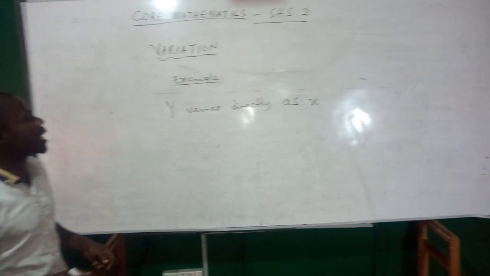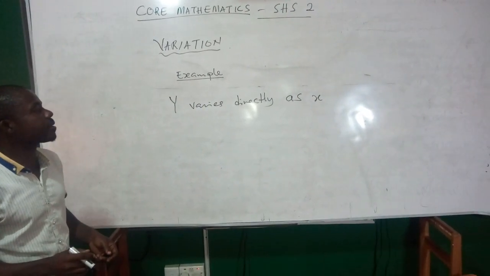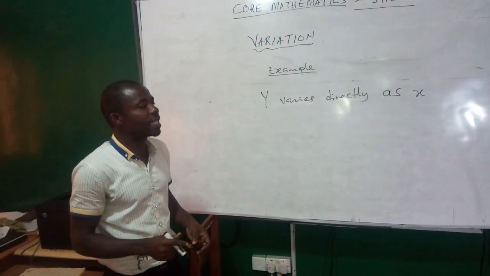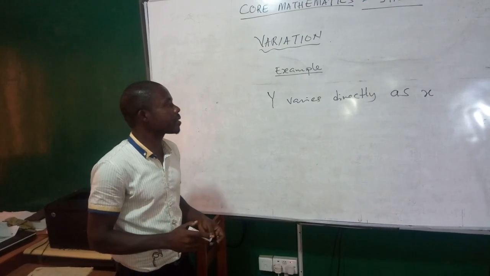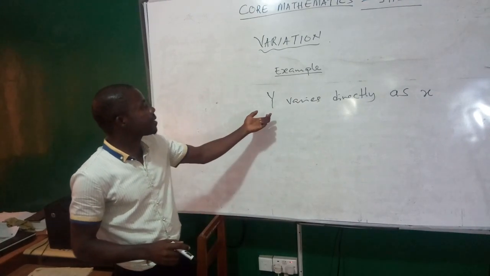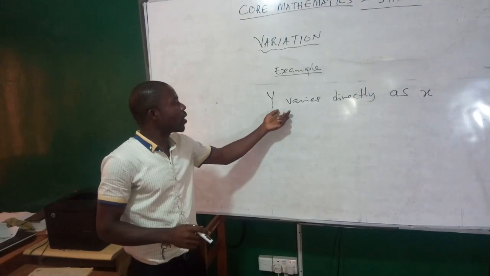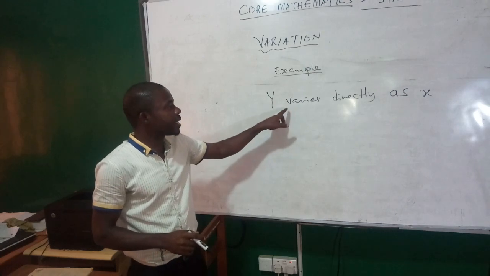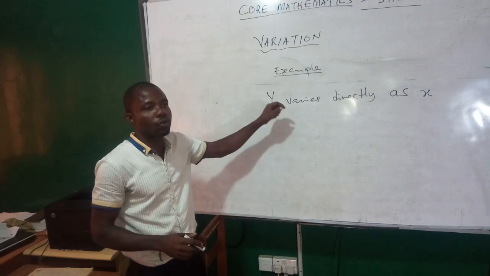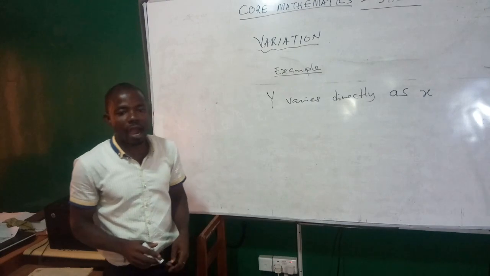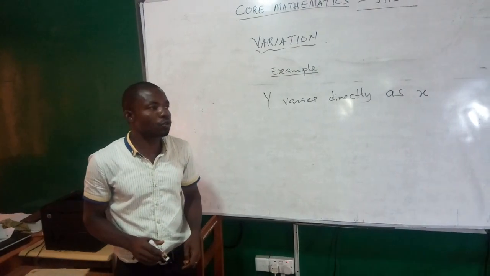y varies directly as x. Write this symbolically, that is with the variation symbol, then you introduce your k. You have 1 minute to do that.